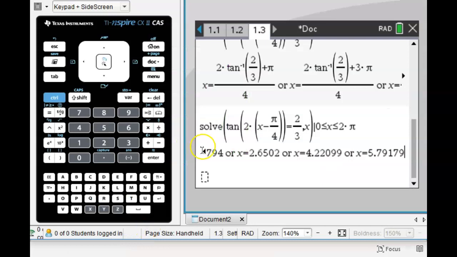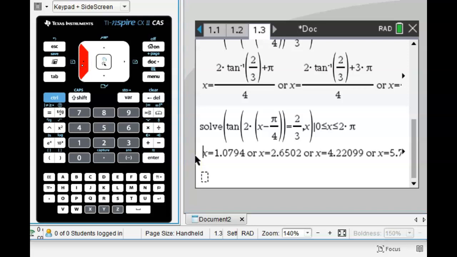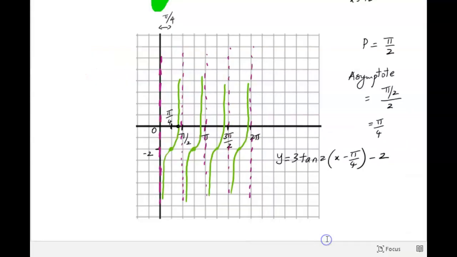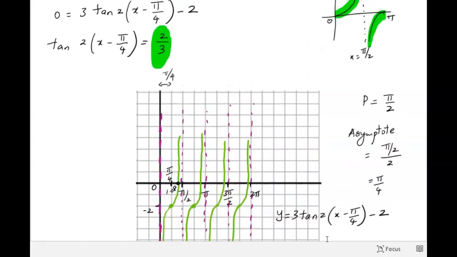The first one being x equals 1.08. So you can mark it at that particular value, 1.08. You can choose to do that, given the situation that it is not a value in the first quadrant.